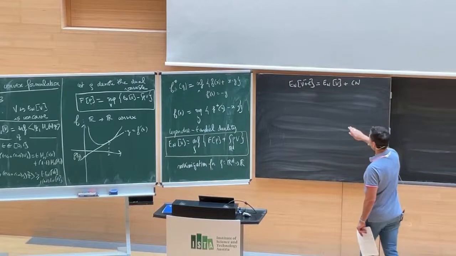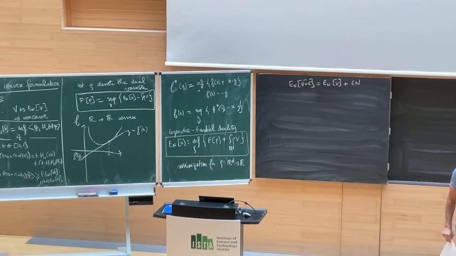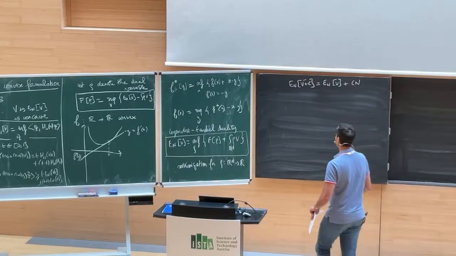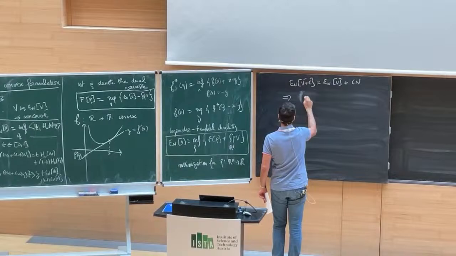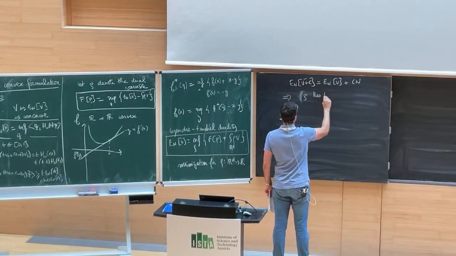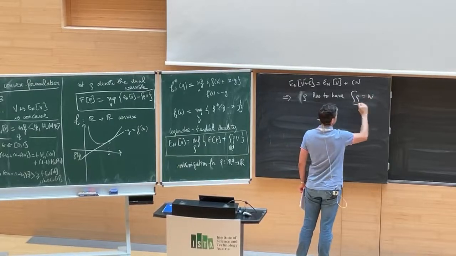Okay, so let me remind you that if I shift my potential, the energy is shifted by C times N. Okay? And now if you think 2 seconds, you will see that necessarily this implies that my rho has to have integral of rho equal to N.